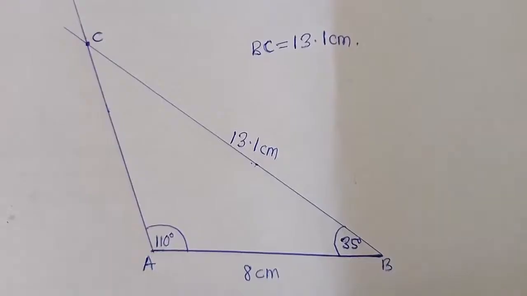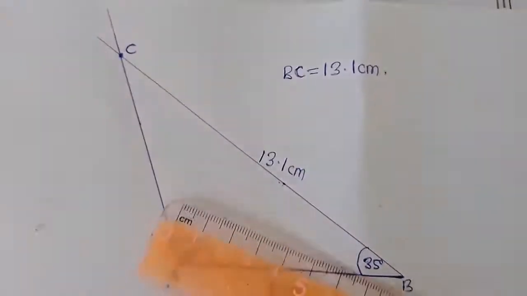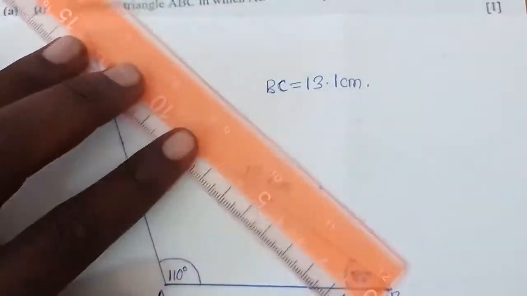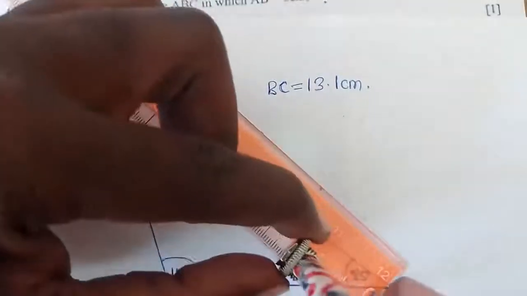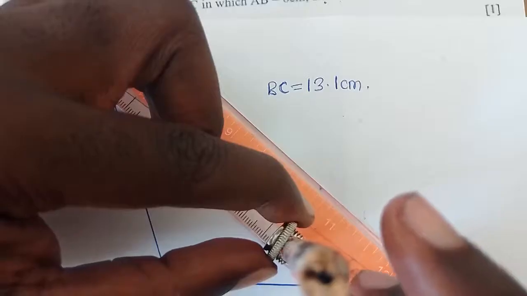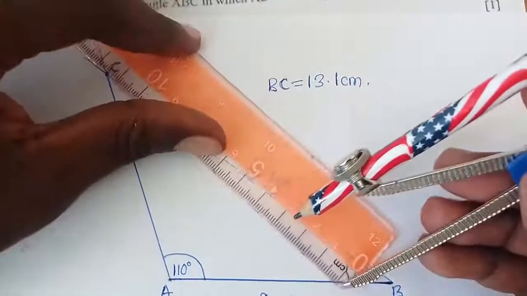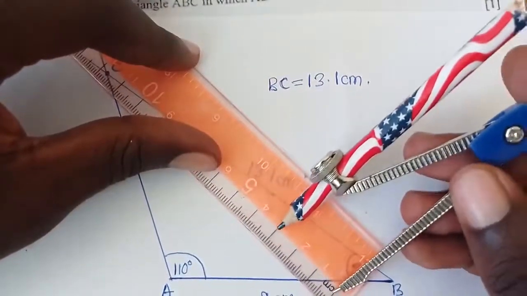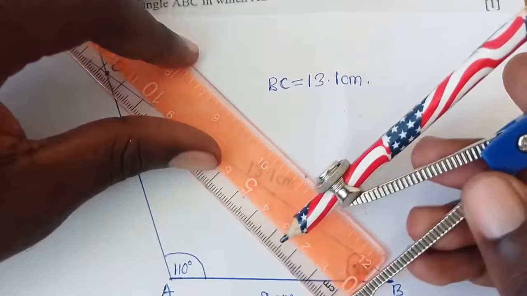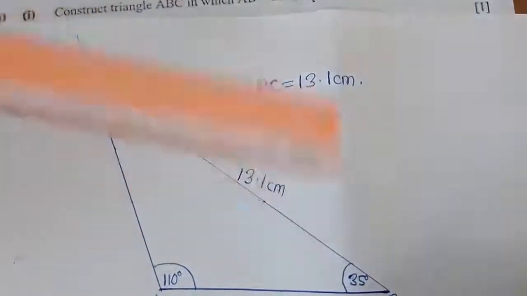What are you supposed to do? You get your compass. You measure 3 centimeters. Have you seen? You measure 3 centimeters, from here to there. This is your 3 centimeters. Like this. Have you seen? You measure like this. This is your 3 centimeters. This is my 3 centimeters.